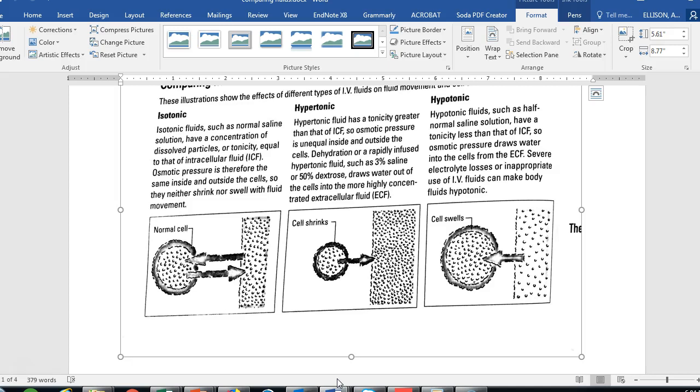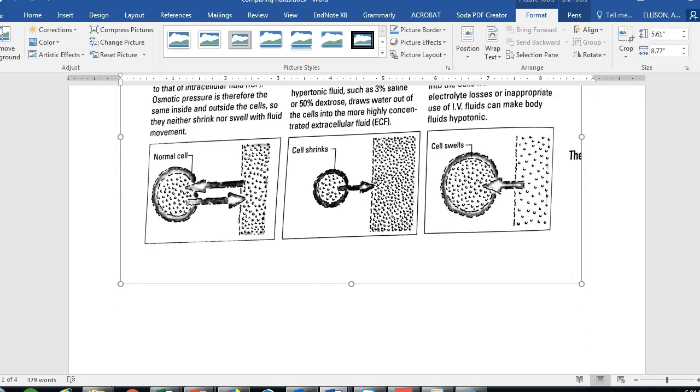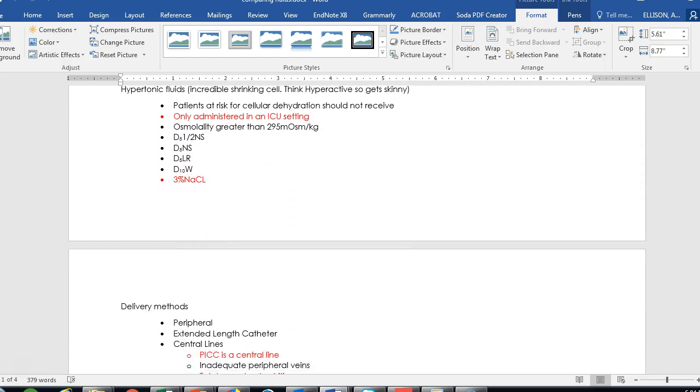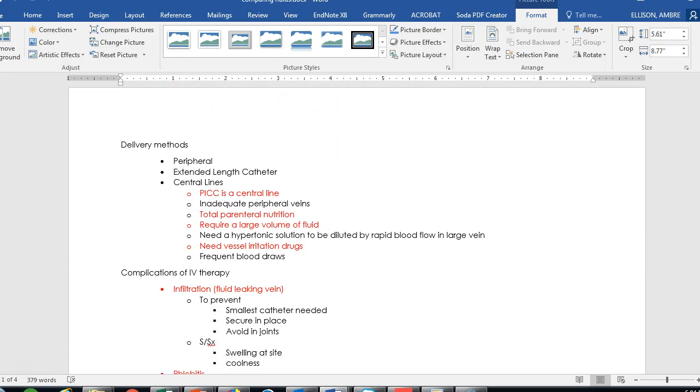So some delivery methods with your IV: you have peripheral, you have extended length catheters, and you have PICC lines or central lines. Peripheral, everybody can put in. Extended length catheter is something that the IV team puts in. It's good for 30 days. And then you have central lines, and your PICC is a central line.